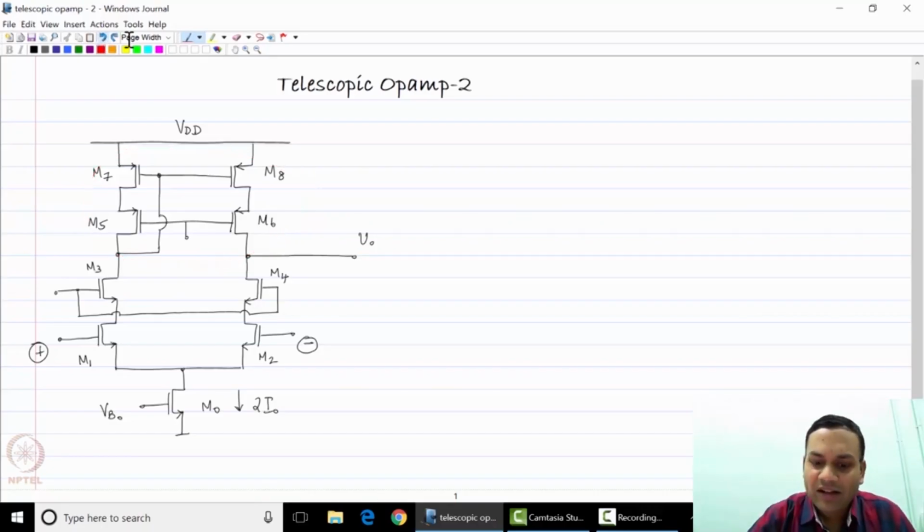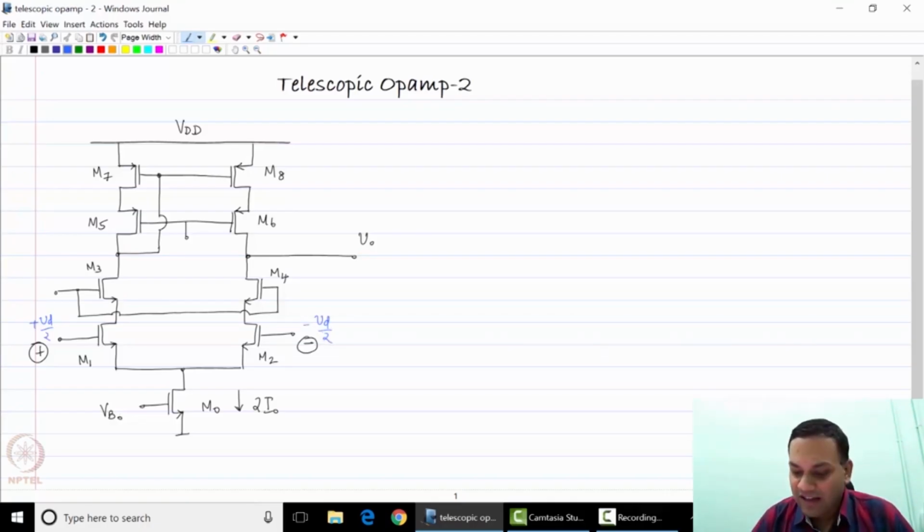Now let us look at, at a very high level, what would happen in the circuit when driven with differential signals, and later we will move on to the small signal analysis. So let us assume that I am applying voltage of plus Vd by 2 and minus Vd by 2 to the inputs of the op-amp.